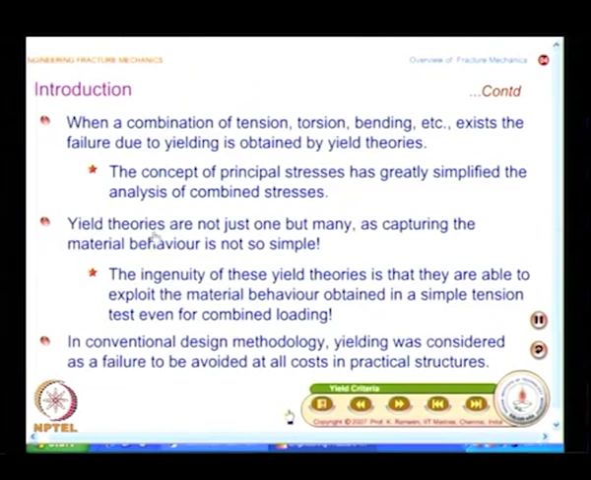Though you had many yield theories, what is the advantage of these yield theories? The ingenuity is that they are able to exploit the material behavior obtained in a simple tension test even for combined loading. If you have not learned this course and the yield theories, suppose you want to find out whether a structure will remain safe in actual operation, then you have to take the structure and apply the actual service loads, and then find out how the failure will occur. In fact, this is done for aircraft and locomotives as well as passenger cars, but you do not do it for day to day small components.